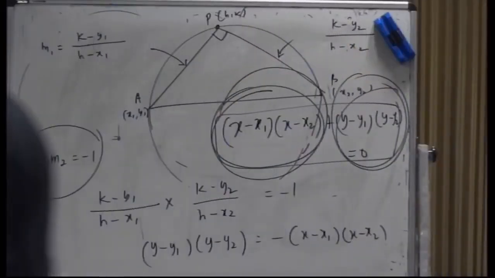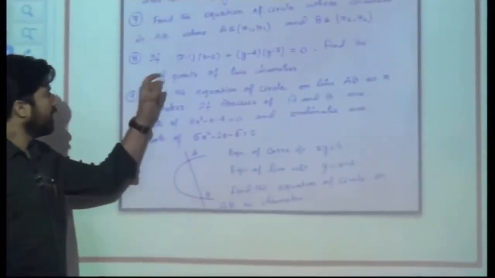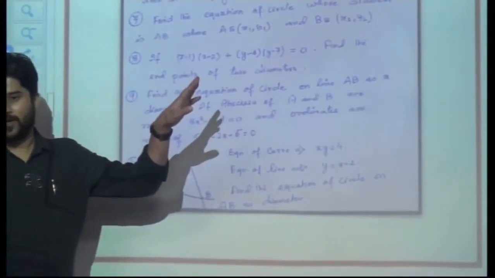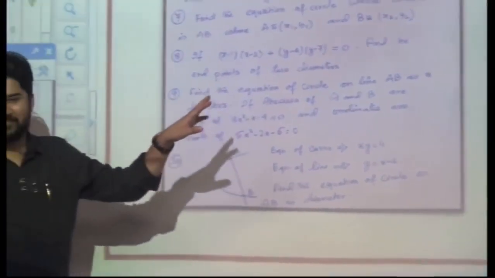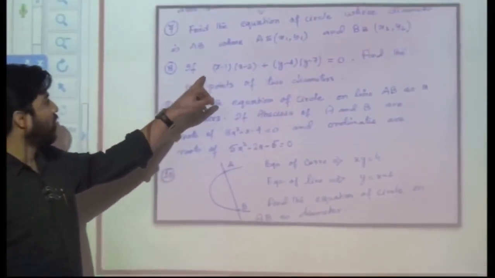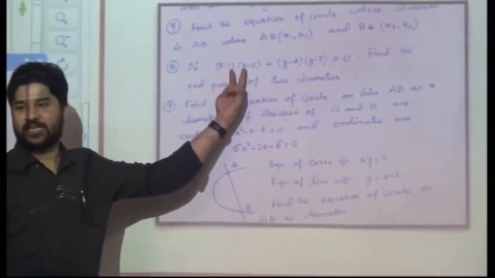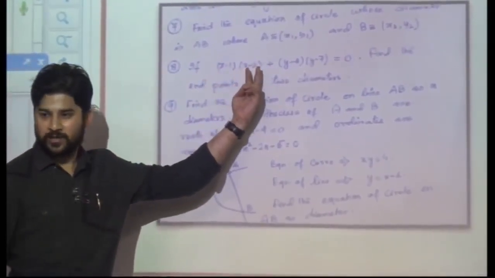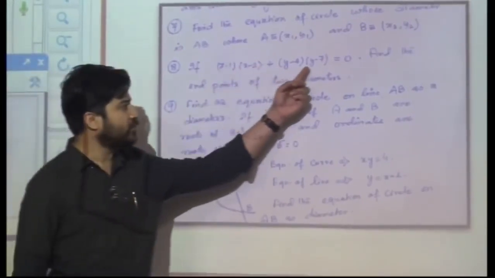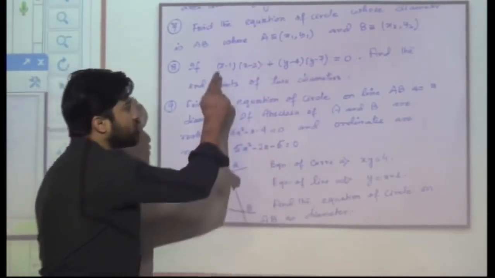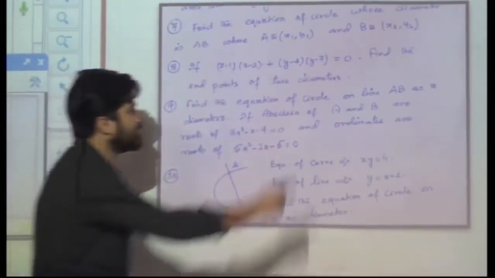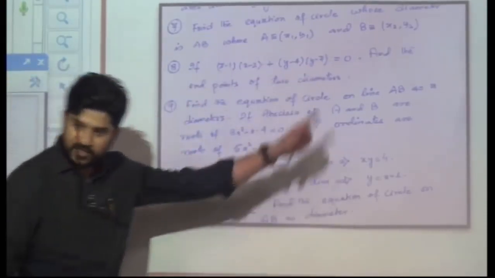Come to question number 8. Sorry, I am running because we have to cover many things. Okay, so this is (x minus 1) into (x minus 2) plus (y minus 4) into (y minus 7) is equal to 0, so definitely this is a quadratic equation in x, and this is a quadratic equation in y, and that is equal to 0.